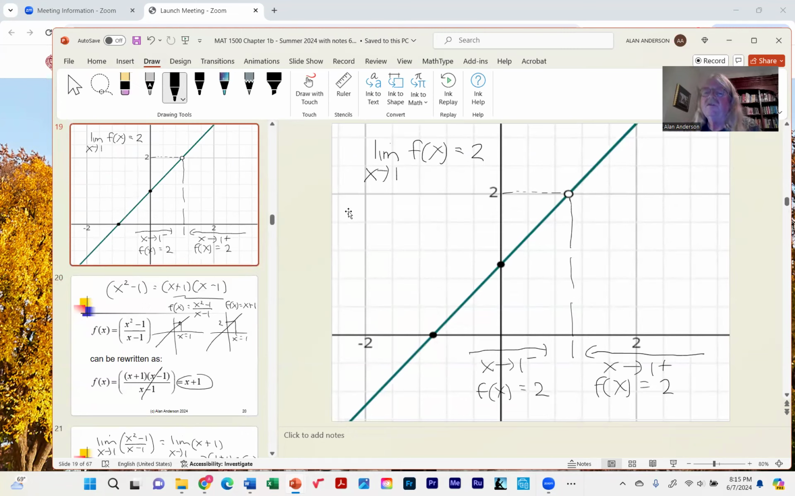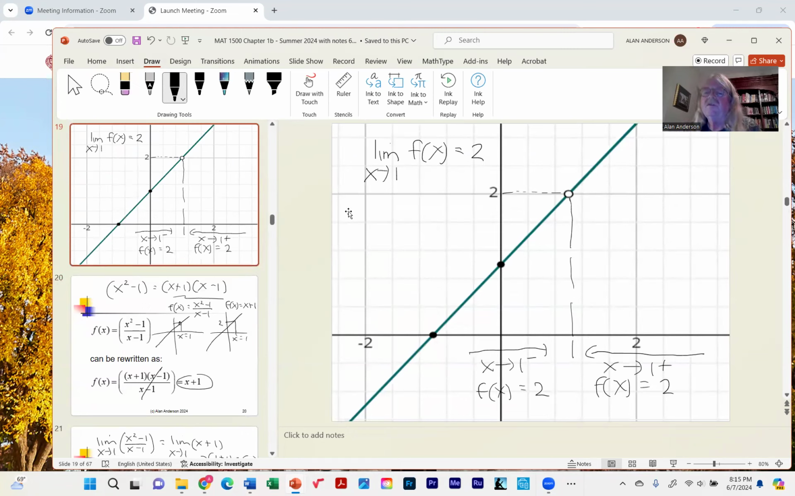Now, sometimes this will be helpful. If you can take a function and reduce it to something simpler, except possibly at one single point, then you can go ahead and do that, and it might make it easier to solve for your limit. Okay. Now, this is the one we're going to need a lot.